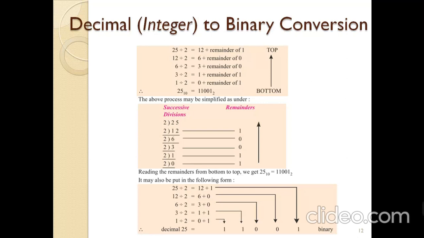That is the decimal. This is called decimal to binary conversion. There are three methods: the first method, then other methods. The above process may be simplified as successive divisions. This is also for converting decimal to binary, but the only condition is you take the remainders from bottom to top. That is very important.